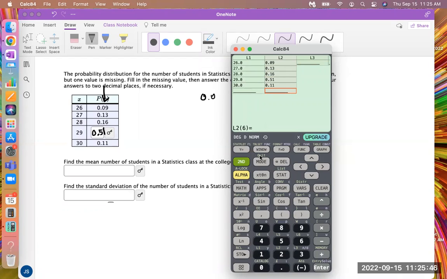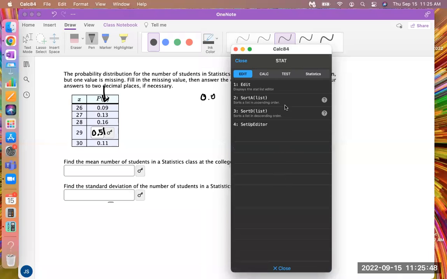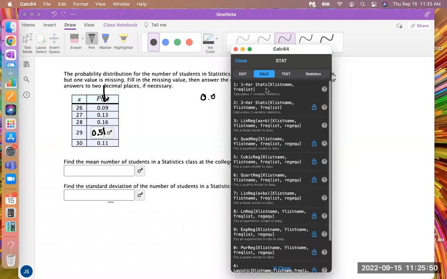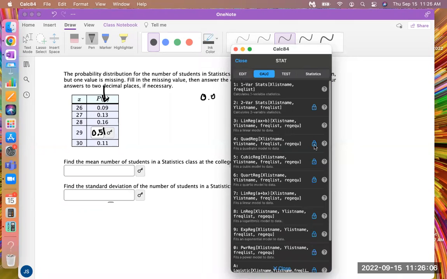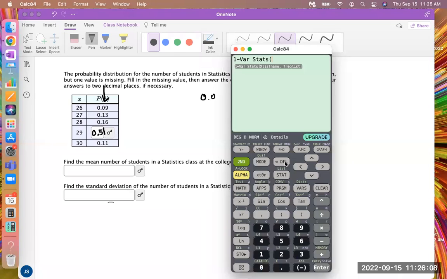All right, then we go stat, calculate, 1-Var Stats. You know what? I don't like just being in this screen, so I'm going to go second mode, which quits me out and gets me back to the regular calculator, with a clear screen to do all my calculations on. And now it says 1-Var Stats. You want me to find the mean, median, and everything of that data set.